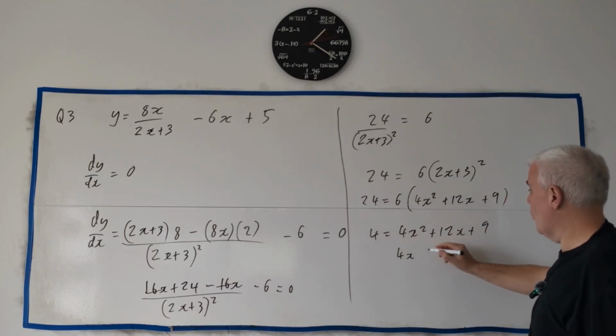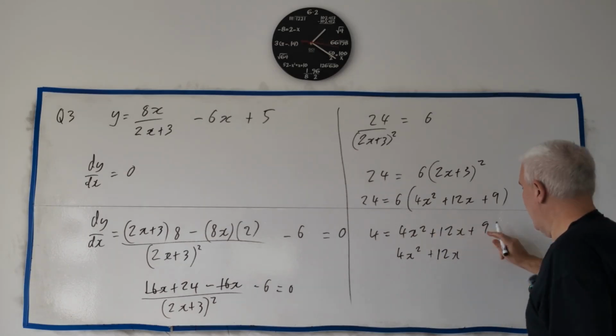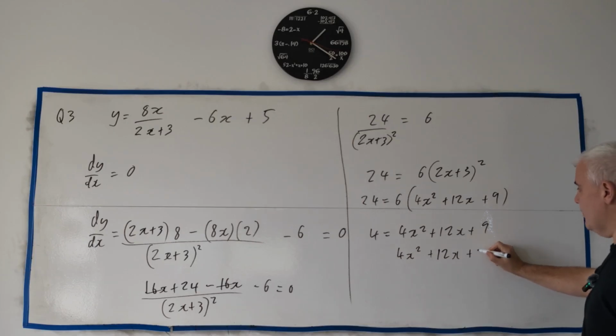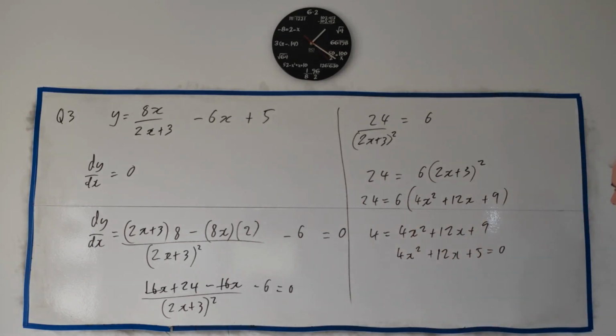If we move the 4 over or take 4 from both sides, we get 9 minus 4 is 5. That's a quadratic, equals 0. I've moved to 0 as well. I hope you don't mind.